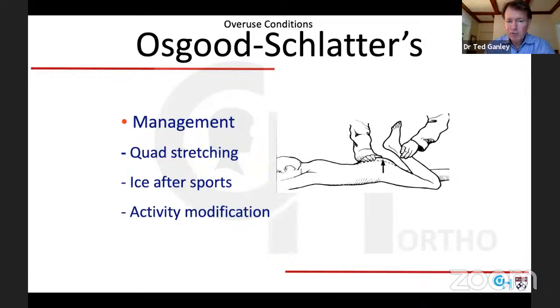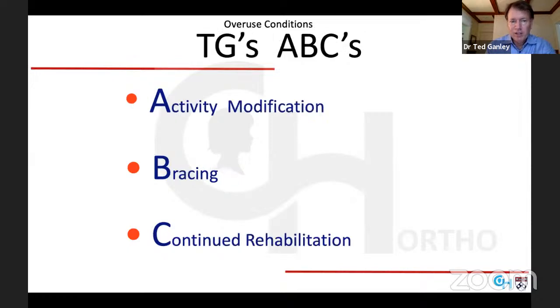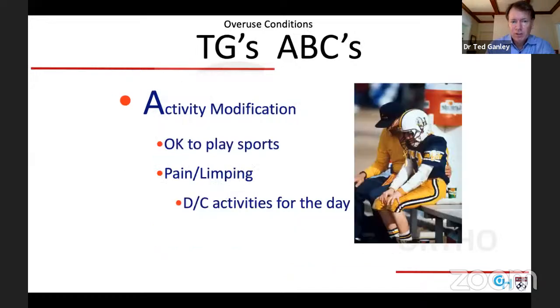Management: quad stretching, ice after sports, activity modification. So I would say for many people, their pediatric medical ABCs is airway, breathing, and circulation. For me, for patients, it's activity modification, bracing, and continued rehabilitation for this condition. Activity modification, what are the ways that I address this?